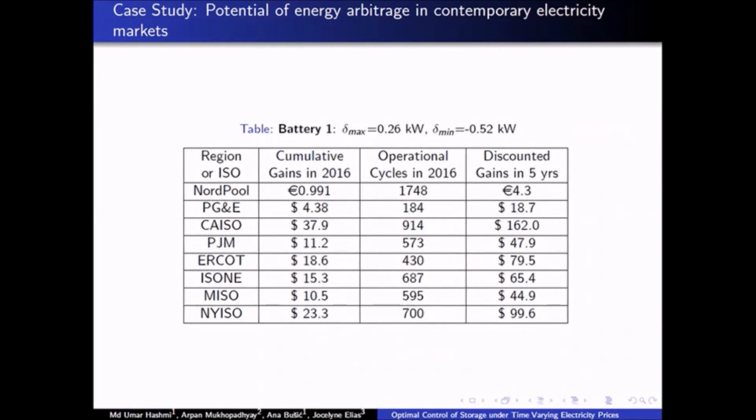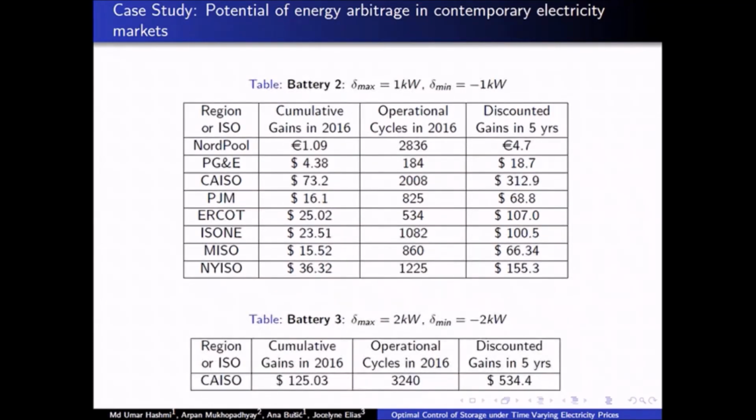We evaluate the financial potential for three different batteries. Battery with a slower ramp rate and other batteries having faster ramp rate. Battery 3 is very interesting because the potential gain is higher than the present battery cost, which is $500 per kilowatt hour. However, the operational cycle for this battery is tremendously large, which implies that using this price model, the battery will not last for 5 years. So the gains will be far lower than the gains listed here.